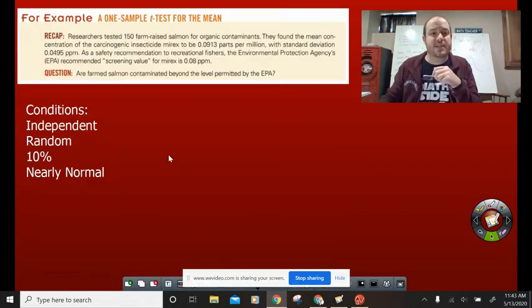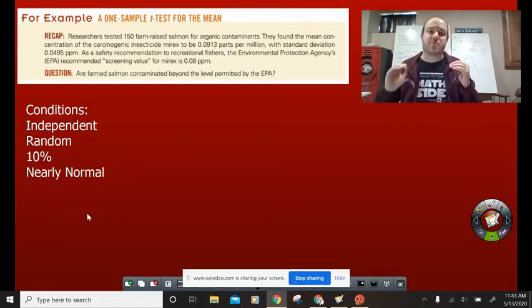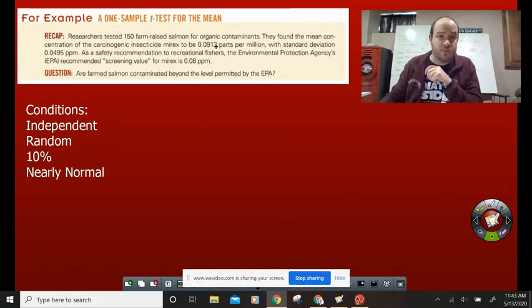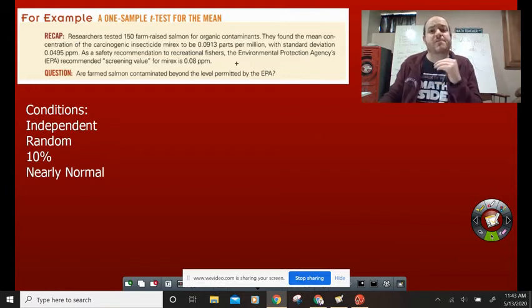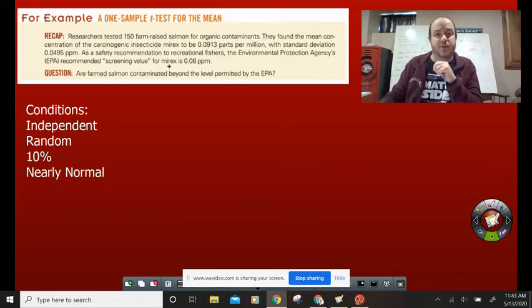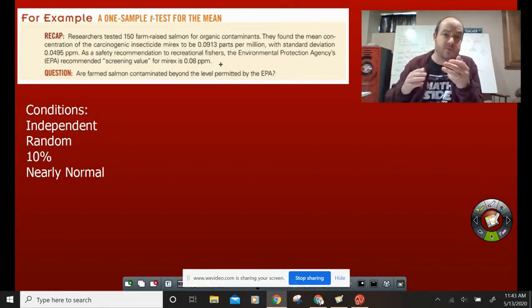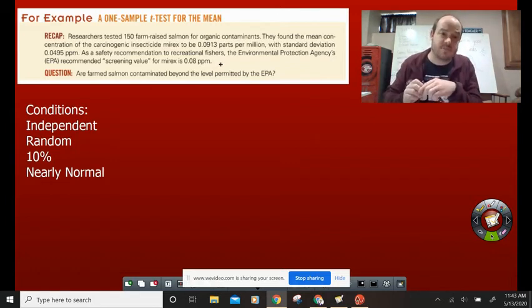So with that said, let's go ahead and dive into our question here. It's actually going to talk about the same situation with the salmon. We got 150 that we have in our sample. We have a mean of 0.0913 of the murex with a standard deviation in the sample of 0.0495 parts per million. But we find out now that the Environmental Protection Agency's recommended screening value for murex is 0.08, which means if the salmon has a higher than 0.08 level parts per million level of murex, then we have to get rid of that salmon because it's considered dangerous for people to eat.